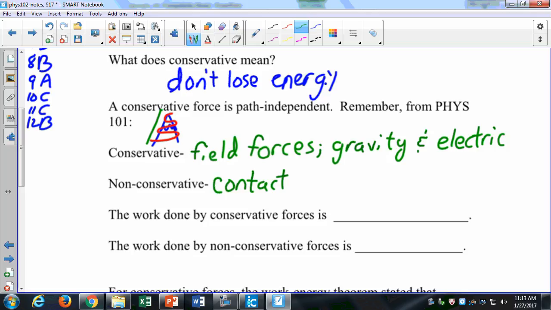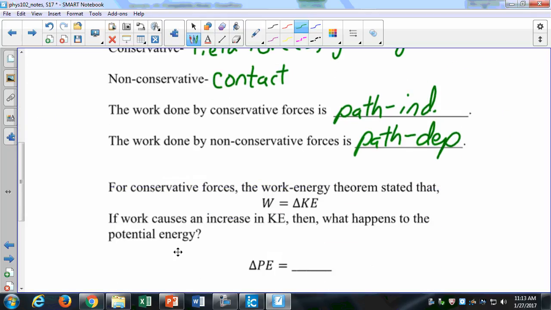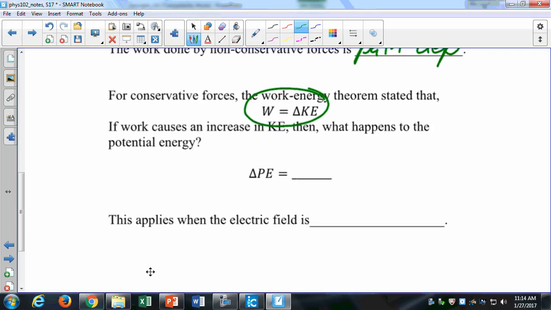The work done by conservative forces is path independent. The work done by non-conservative forces is path dependent. That's just what we said. Friction, gravitational forces. Also for conservative forces, the work energy theorem. We had this last time, that if I do work on an object, then I change its energy. That's also true for work for conservative forces.